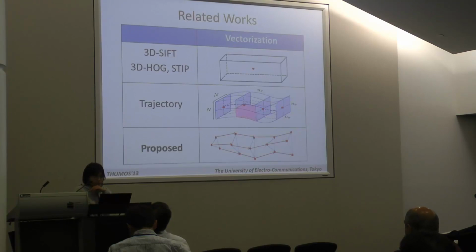About the vectorization, 3D SIFT, 3D HOG, and STIP extract the features from the cuboid, the area surrounding the interest points, and dense trajectory also extracts features from the area surrounding the interest point, but the volume is aligned with the trajectory of the interest points. Our proposed method does not use the information of the surrounding area. Indeed, we group the interest points into triangles, and then we extract features from each triangle.